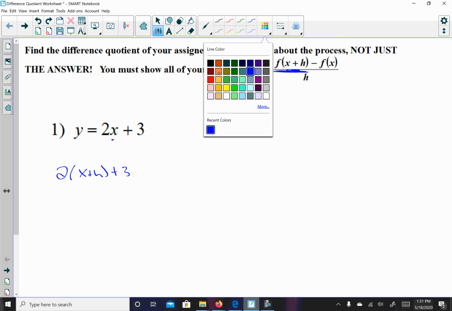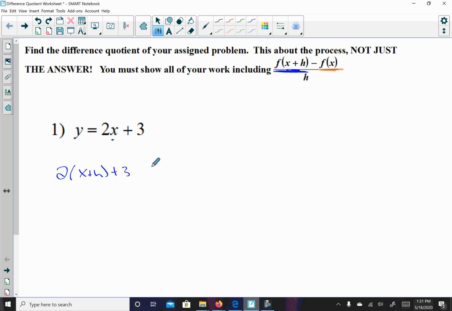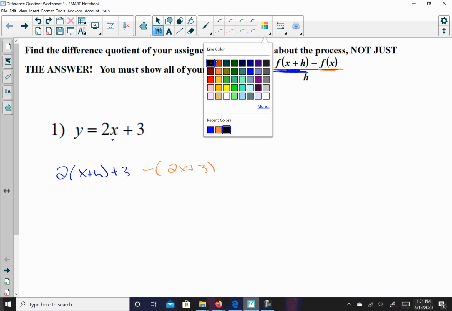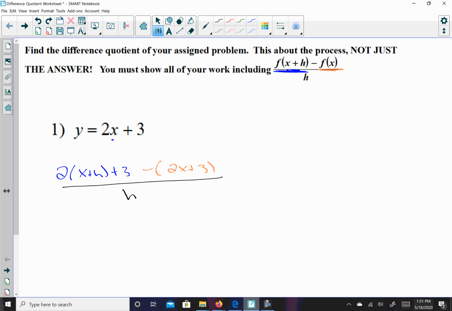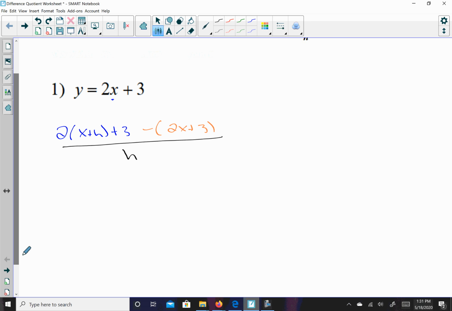And then for f of x, I am just going to copy down the equation as it is. I am going to put it in parentheses so I remember to distribute the negative sign. And then I'm going to put this all over h. And I put steps 1, 2, and 3 all together. It's just, for me, easier to do it that way.